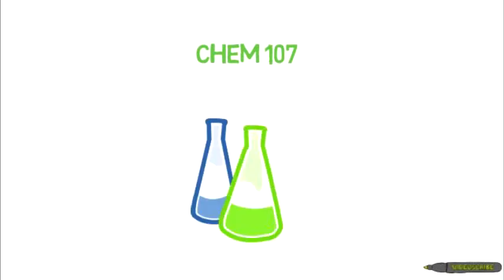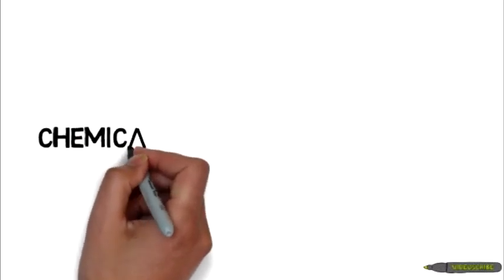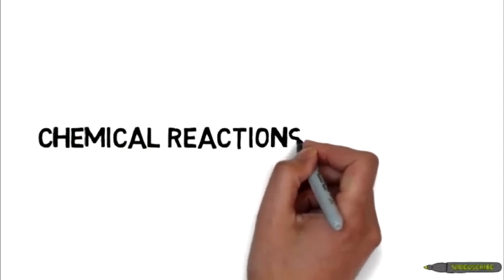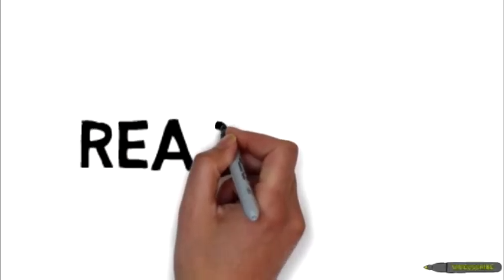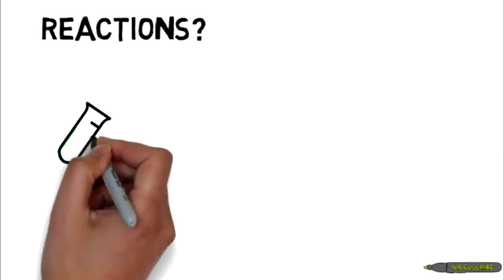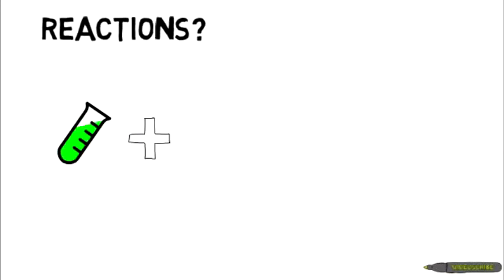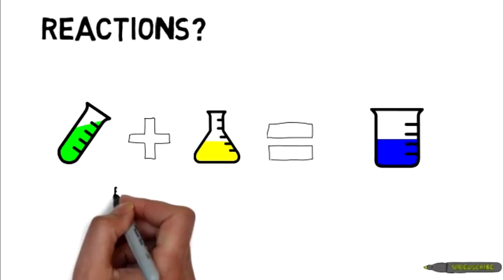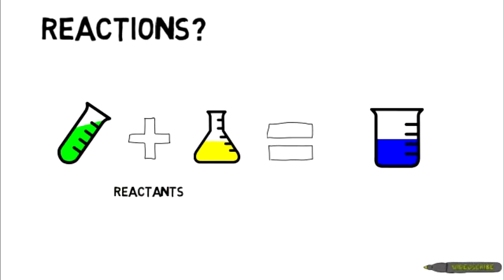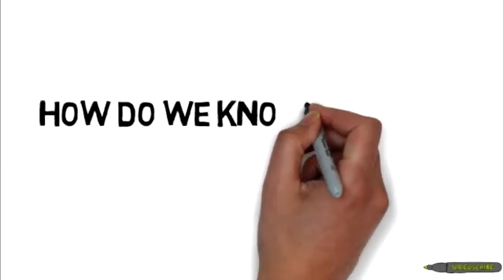You're probably watching this video because you like chemistry or because you're taking the 107 course and you want to graduate. In either case, in this short video we're going to be talking about chemical reactions and equations, but before we move on, we really want to know what we mean by reactions. You can think of a reaction as happening between two or more entities, compounds or molecules, which are called the reactants, to produce something new, which are called the products.